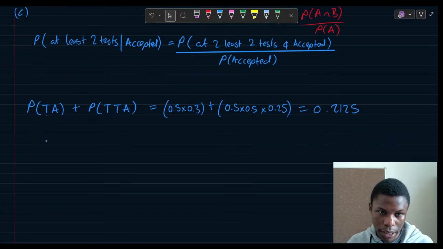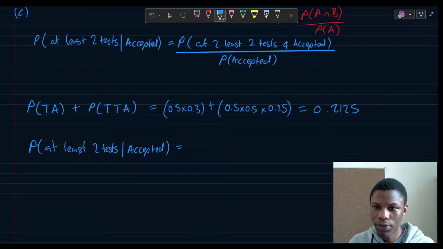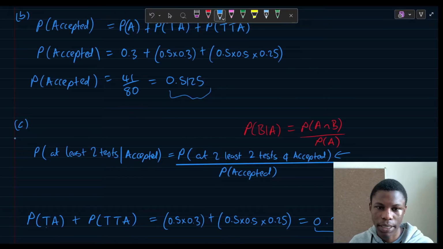And so our conditional probability, the probability of at least 2 tests given that you're accepted, becomes the probability of at least 2 tests and accepted, which is 0.2125, over the probability of being accepted in general, which is 0.5125.